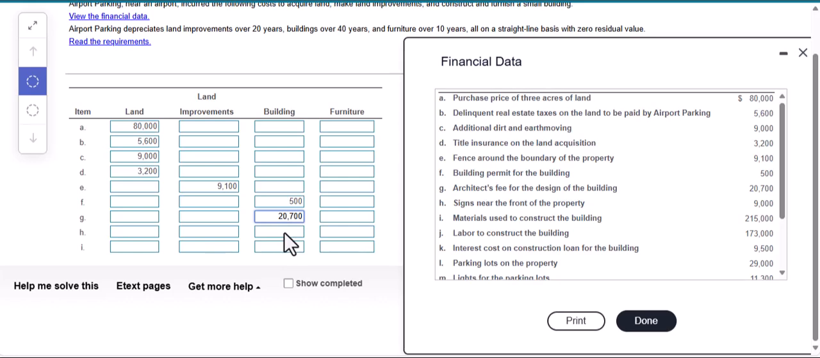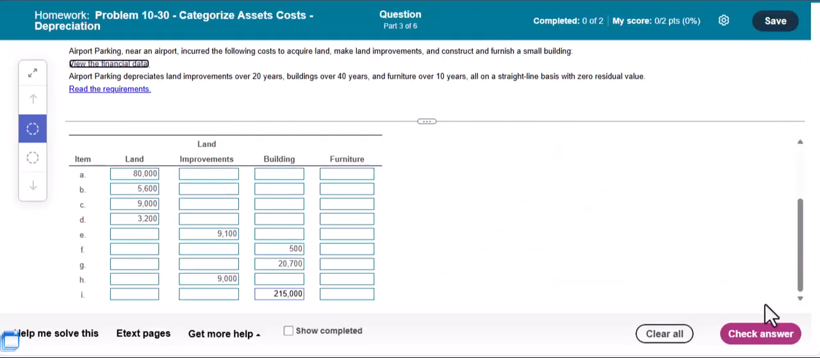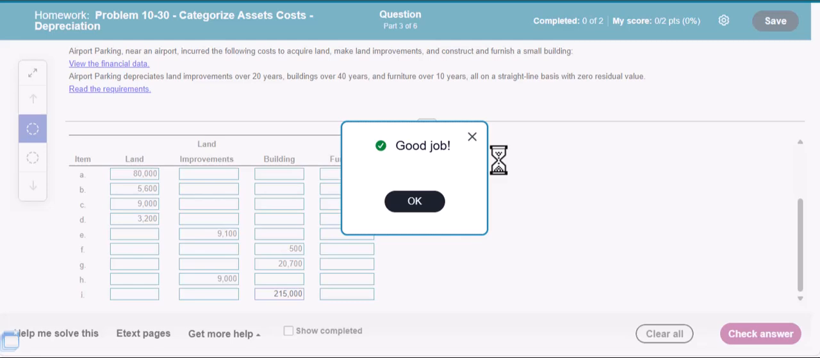And next we have H, signs near the front of the property for $9,000. So that is going to be a land improvement. And then I, we have materials used to construct the building for $215,000. Obviously that is the cost of the building. We'll go ahead and input that. Now let's make sure we got those rows correct. So let's take a peek.